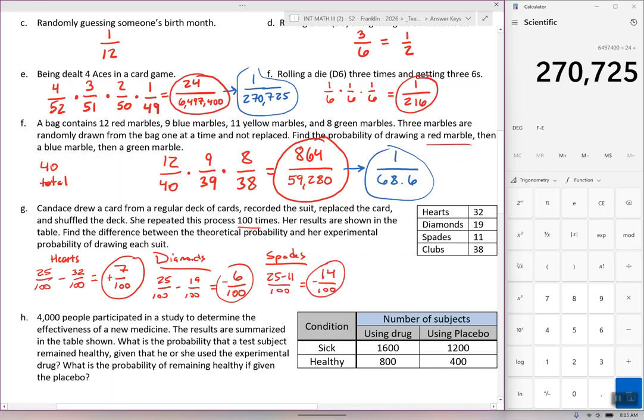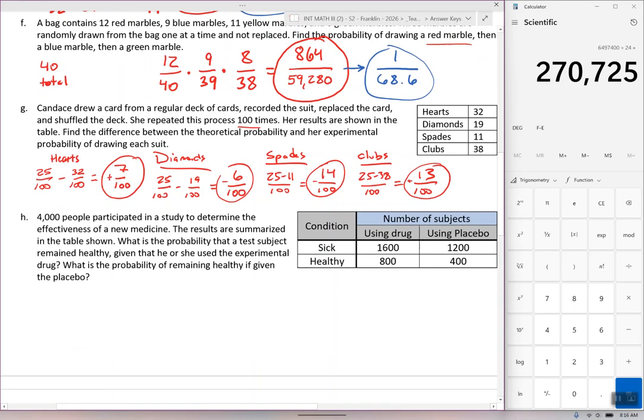But that's theoretical probability versus experimental. Right? You're not going to get exactly the same as your theoretical, typically. 38. So we're finding the difference here, 25. Should have done 38 minus 25, I guess. We get 13. She was 13 out of 100 more than expected there. Okay, so not exactly the same as her theoretical probability, but that's okay. That was her experiment.